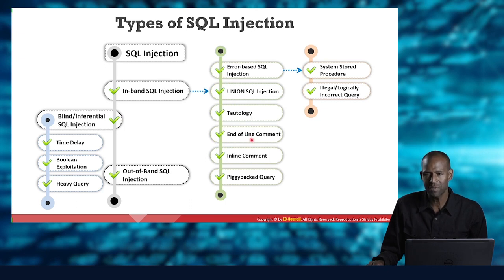End-of-line comments, in-line comments, piggyback queries, and stored procedures that you can actually store in the database as part of an error-based injection. And you can even do illegal, illogical queries, whereas tautology is a legal query. I mean, not legal, but logical query, right? 1 always equals 1. X always equals X. But you can do a query with 1 equals 2, which is never true. And so it's illogical, and you can get, again, errors from the SQL server and use those to do further attacks.